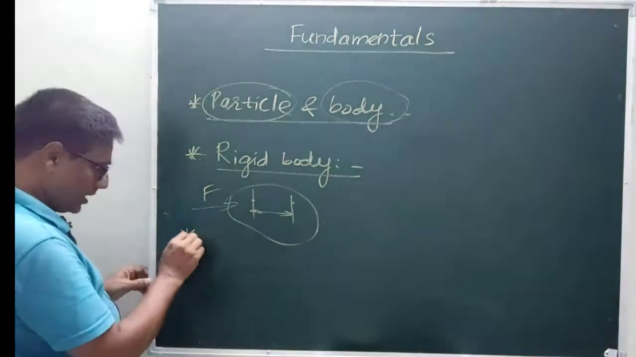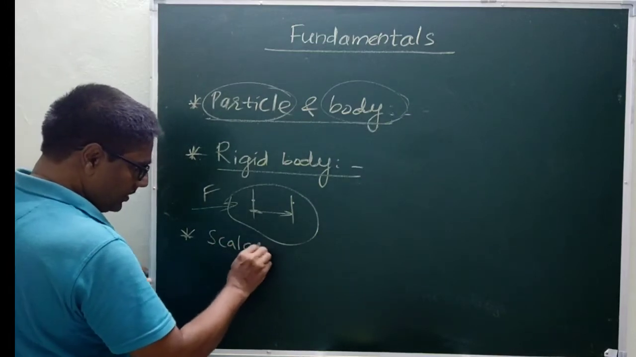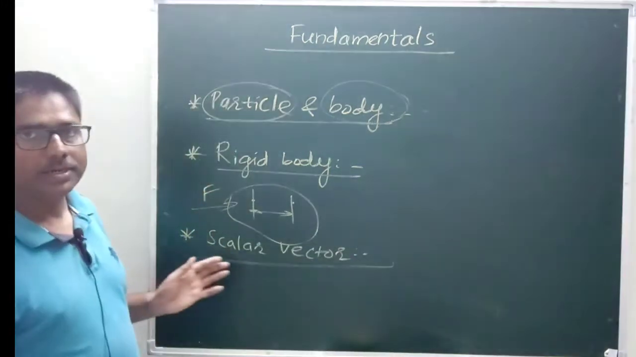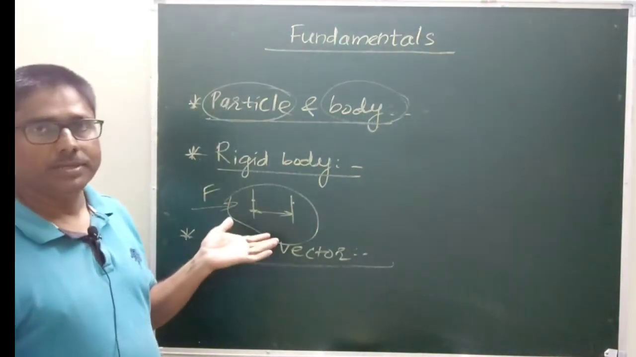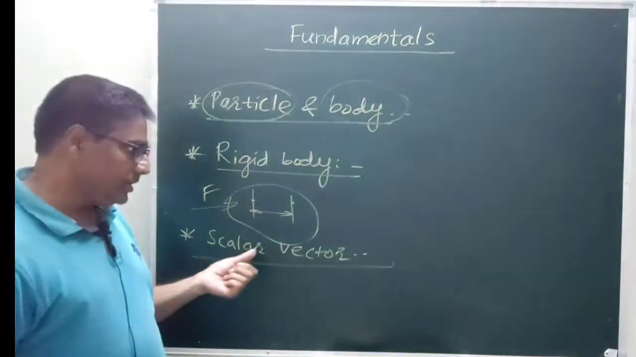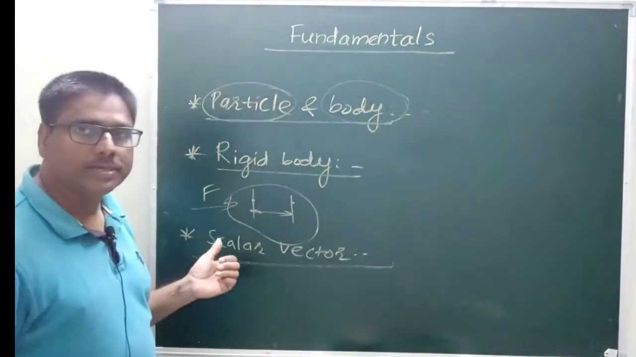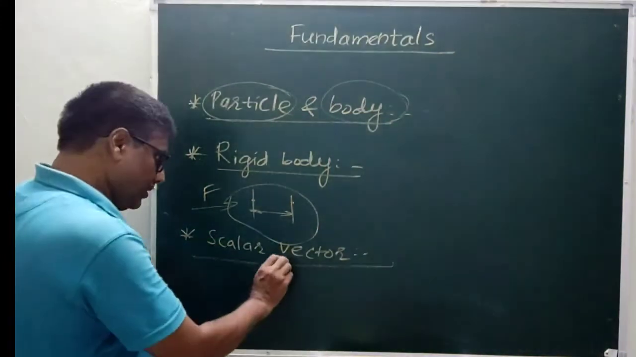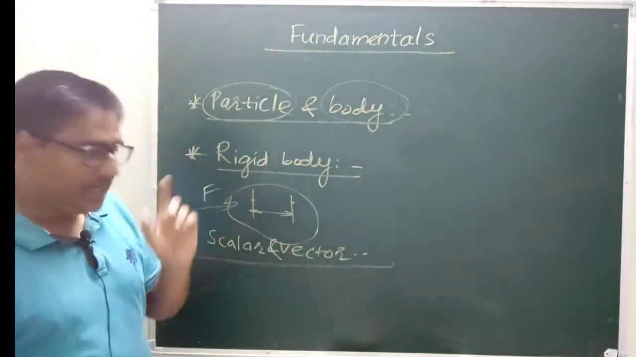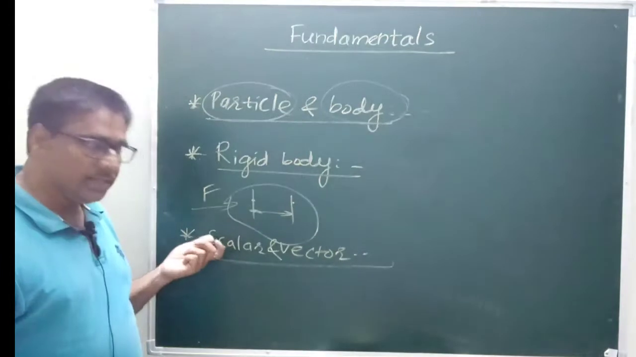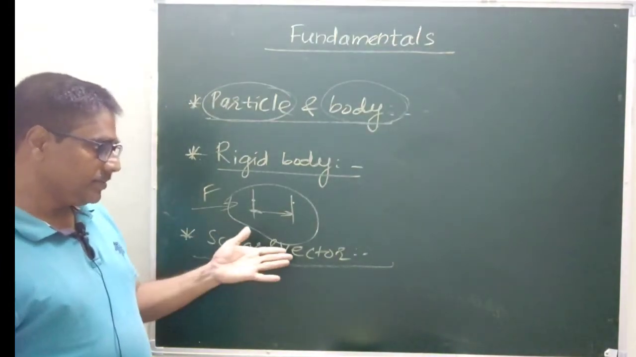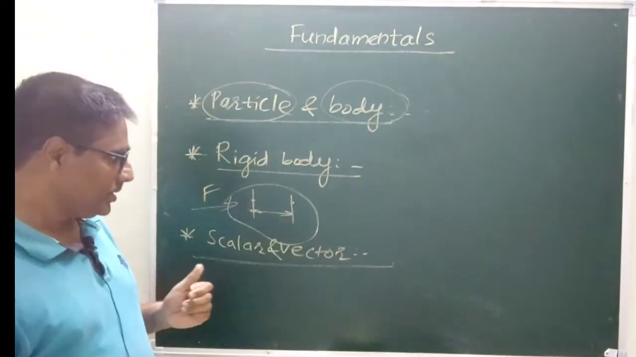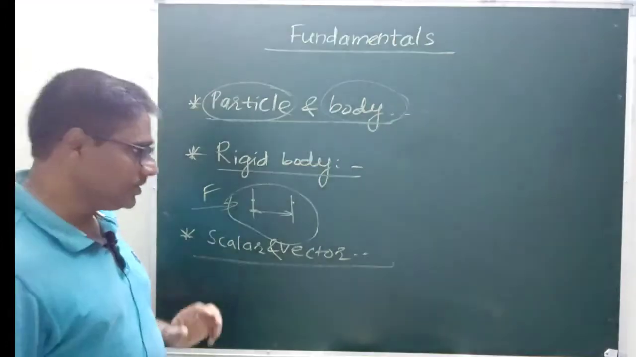After this, scalar and vector quantities. This is very simple concept. We are studying this concept right from 8th standard. Therefore, we will discuss this in brief. Scalar is a physical quantity which has only magnitude, whereas vector is a physical quantity which has magnitude and direction. The example of scalar is mass, time. Example of vector, we can take force, velocity, acceleration, and so on.